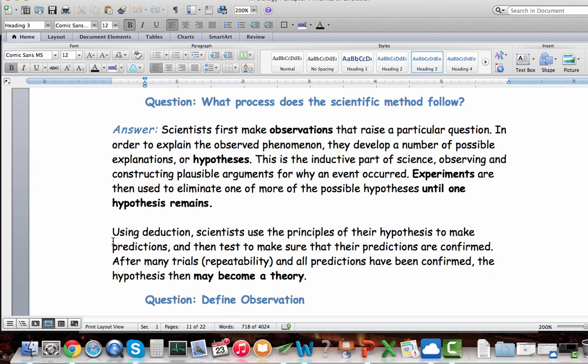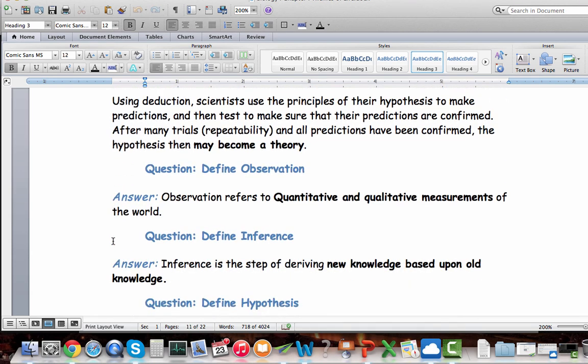Experiments are then used to eliminate one or more of the possible hypotheses until one hypothesis remains. Using deduction, scientists use the principles of their hypothesis to make predictions and then test to make sure that their predictions are confirmed. After many trials and all predictions have been confirmed, the hypothesis then may become a theory.